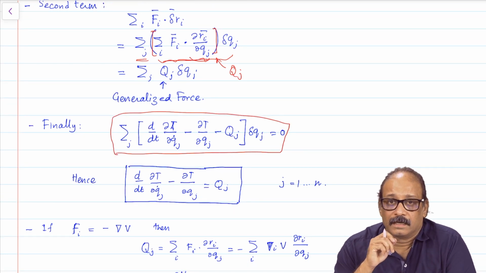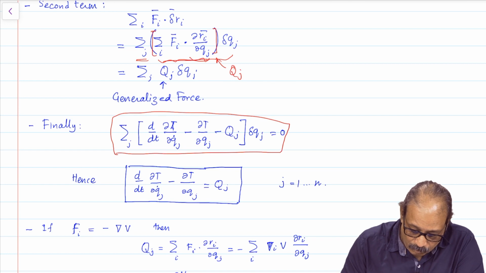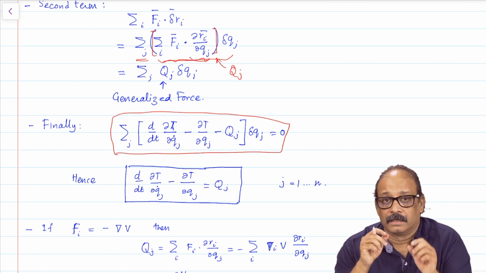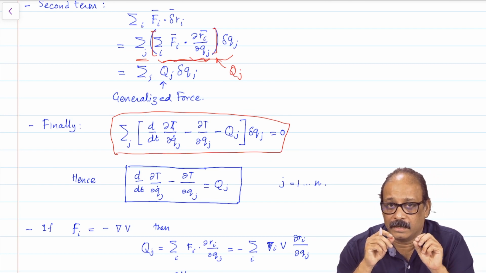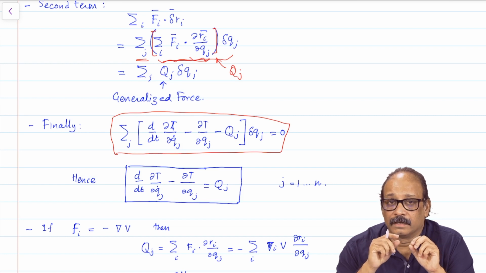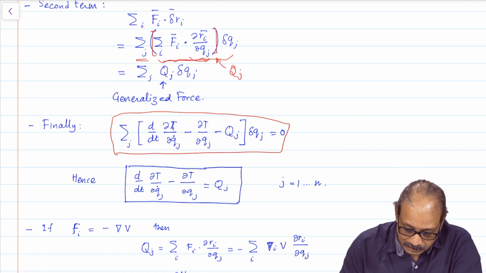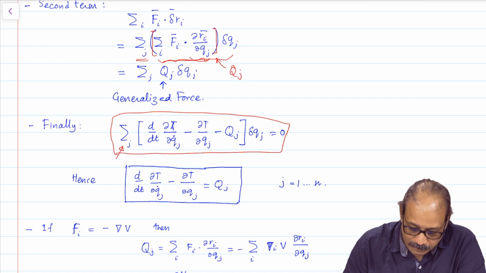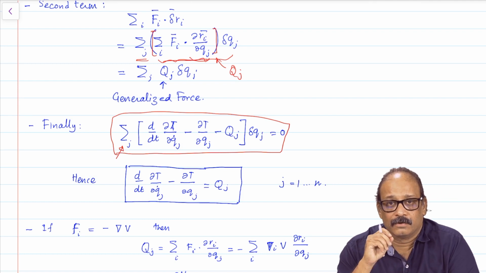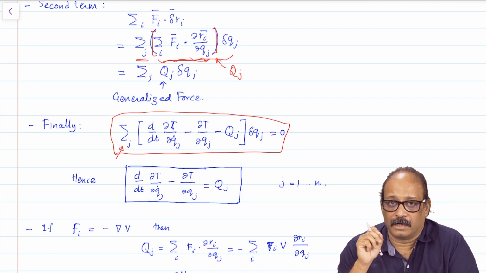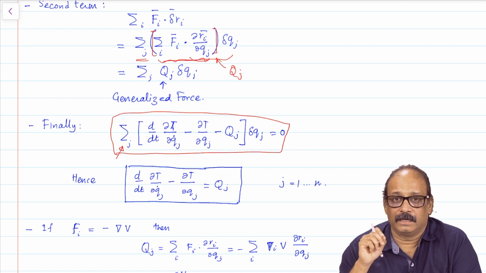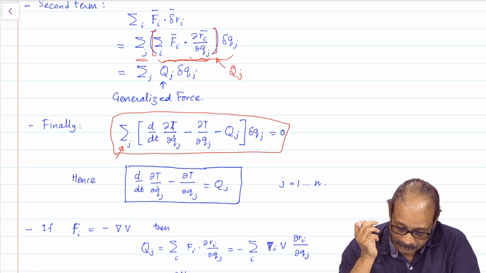In this case, I have summation over j. Remember, the summation over i in the kinetic energy term is over the particles, so that goes from 1 to capital N. This summation here is over generalized coordinates. This goes from 1 to small n. Remember, small n was 3N minus k, and k was the number of holonomic constraints.